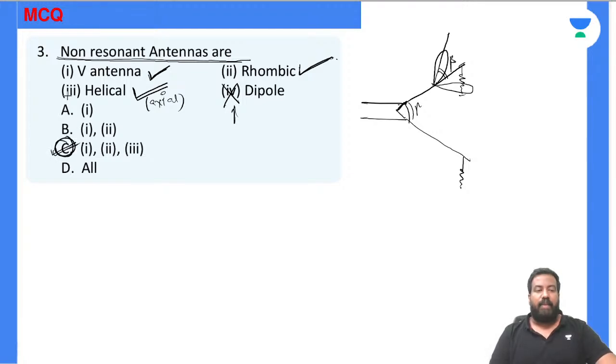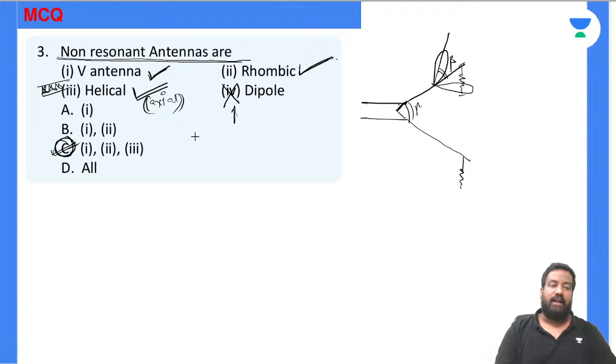1, 2 and 3. Remember dear, this is the ambiguity here. If nothing is mentioned, by default you must take it as axial mode. If it is normal mode, you will mention it. Helical antenna in axial mode is a non-resonant antenna. In normal mode it is a resonant antenna. Please make a note of this dear. If nothing is mentioned about this, by default the helical antenna that is given, you must take it in axial mode.